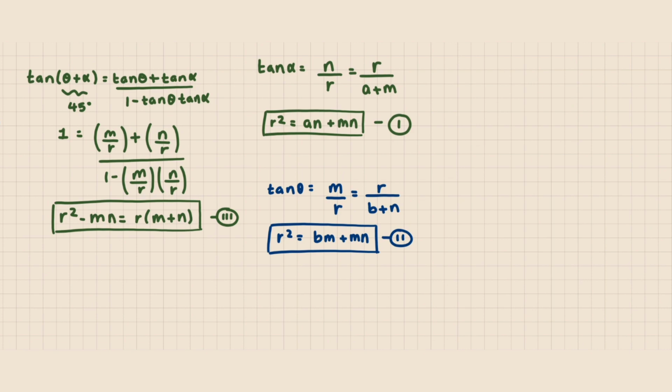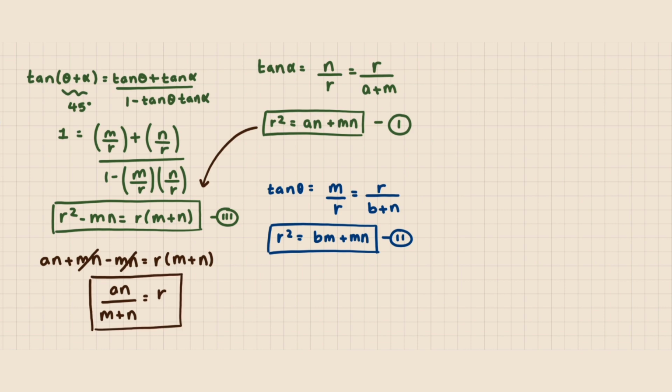So all the three equations that we just derived, I've kept them together. Now look carefully at the first equation and the third equation. We can simply put the value of r square from the first equation in the third equation. So now the third equation will look like an plus mn minus mn equals r multiplied with m plus n. Now we can simply cancel out mn, so we will have an divided by m plus n equals r. So here we have got a nice equation.